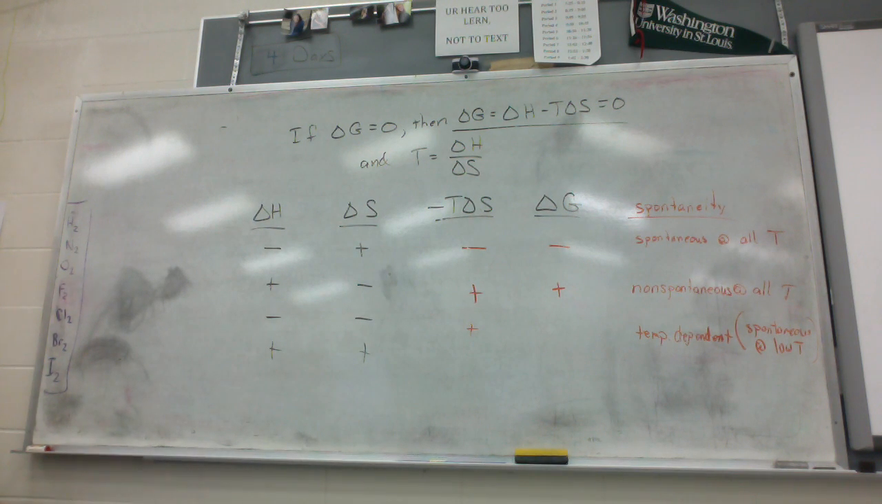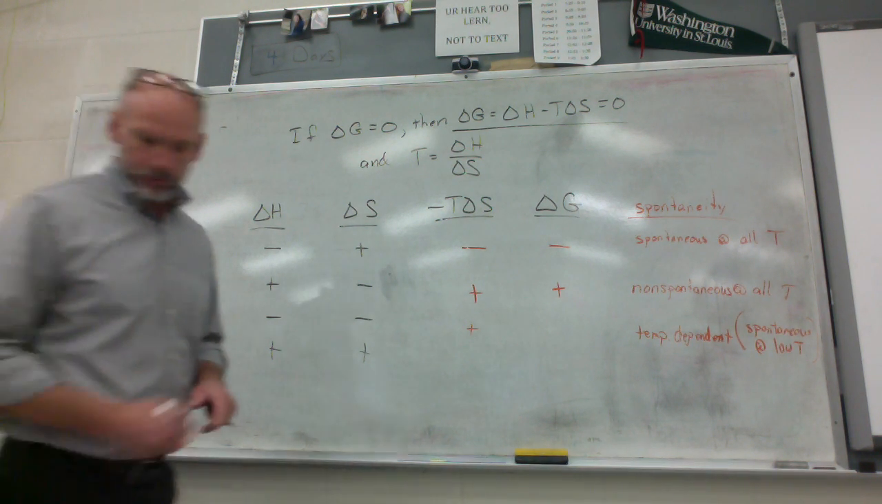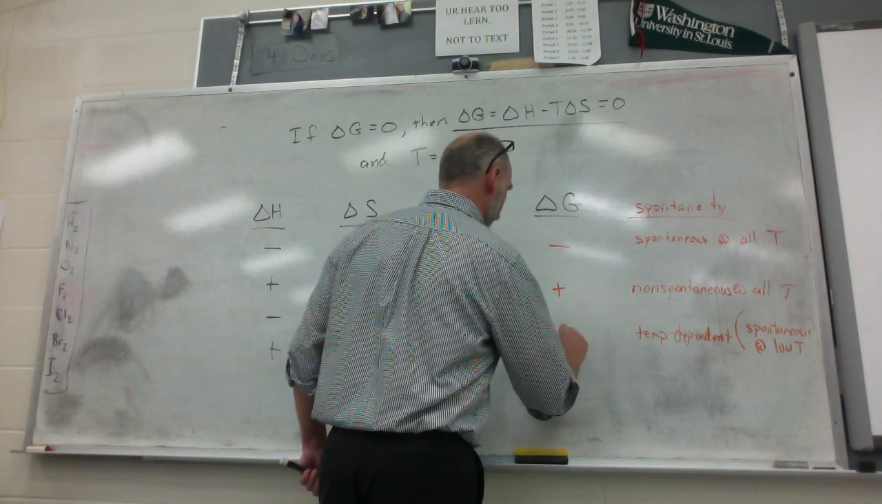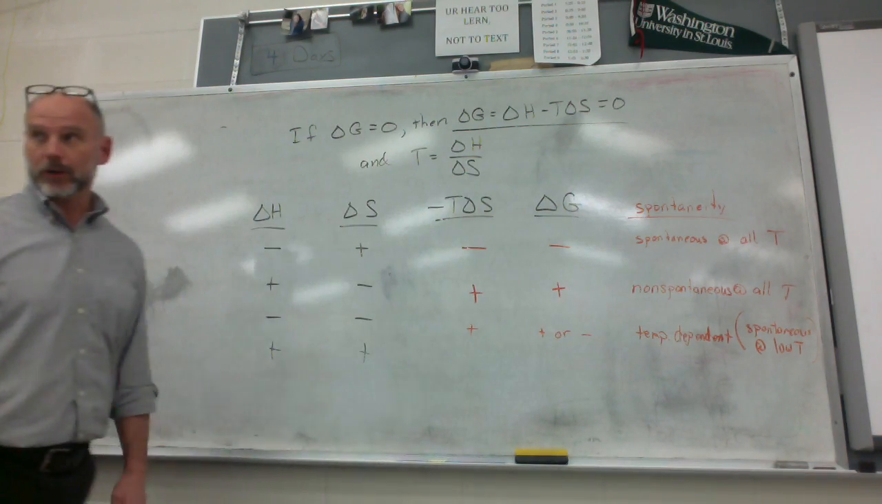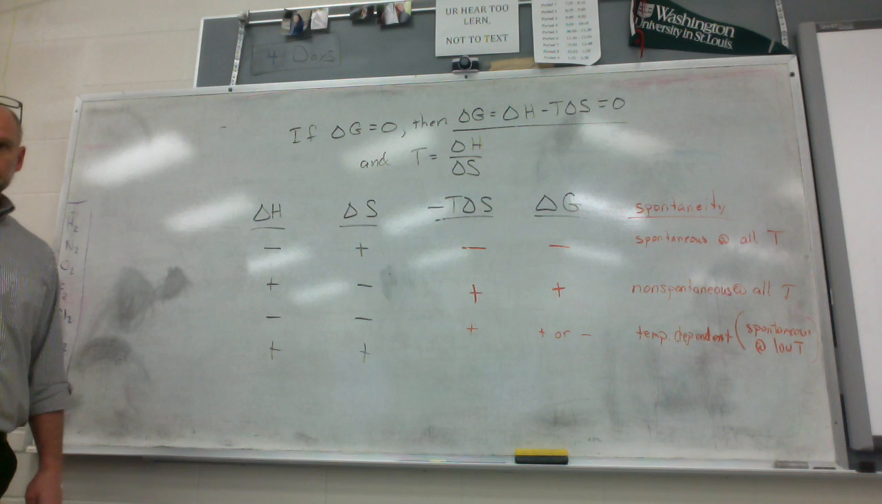Remember, the higher the temperature, the higher the magnitude of the negative T delta S, which is going to result in a more positive delta G. We can get to the point where that makes the delta G positive, therefore non-spontaneous. So a process such as this is going to be spontaneous at low temperatures. So I can put either positive or negative here. Depends on the temperature. Does that make sense?